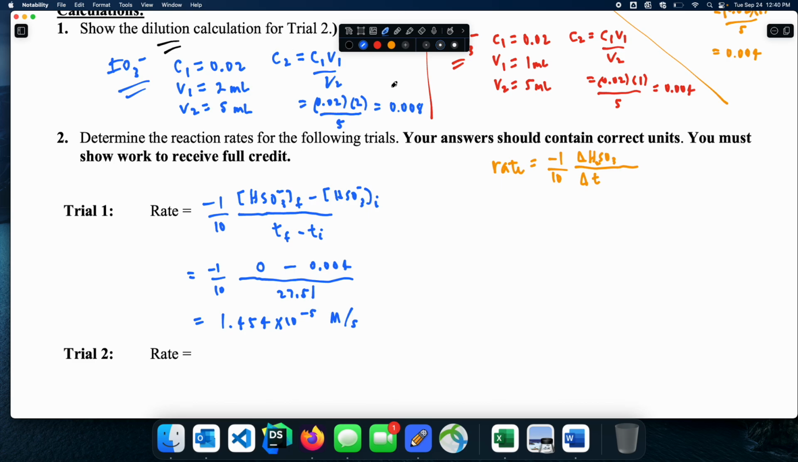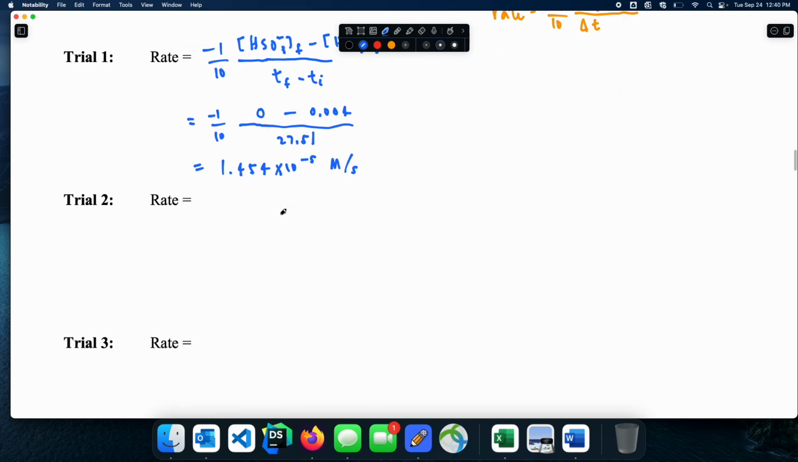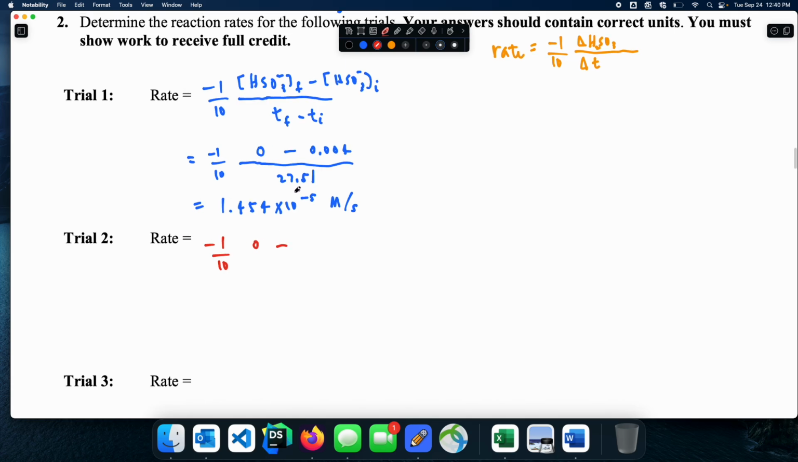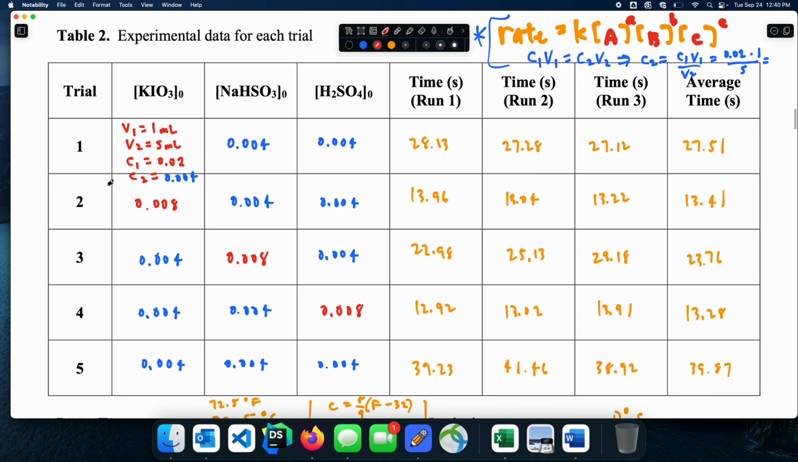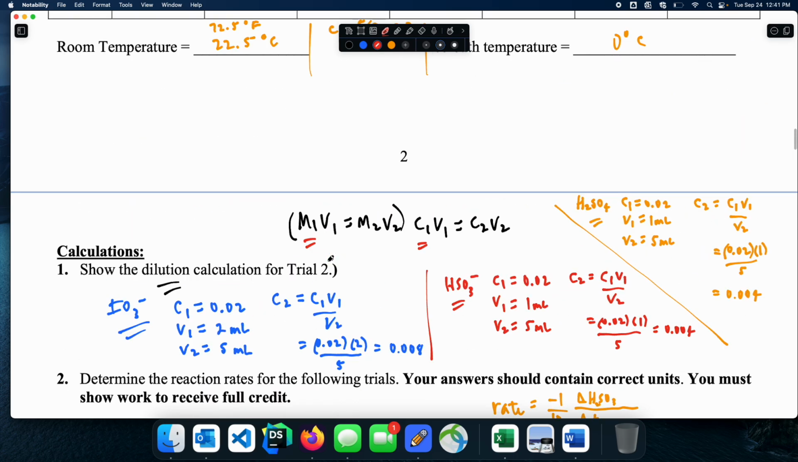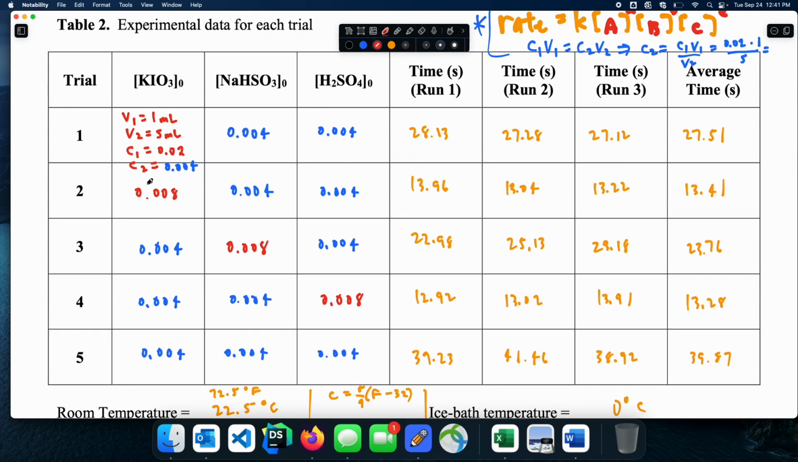Now let's go with the rate of trial 2. I'm going to go back in a different color. I really think this repetition is helpful. It's the change in concentration of sulfite. In trial 2, it was 0 minus the initial. Trial 2, hydrogen sulfite was 0.004 again, over the change in time. What was the change in time? 13.41 for trial 2.